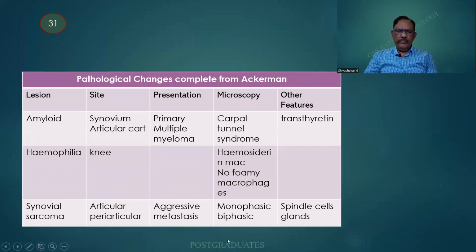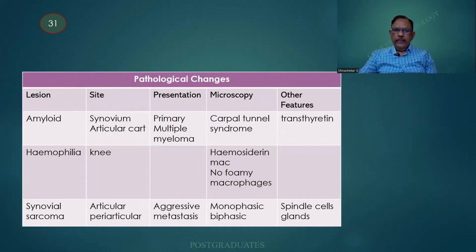As also this. The other substances are amyloid, hemophilia, wherein there will be blood, and synovial sarcoma. These are some of the indications there. And the complete list can be obtained from the Ackerman text. And the table on pathological changes continues. It is not just for the list. I would like you people to kindly analyze. It is extremely easy and simple.